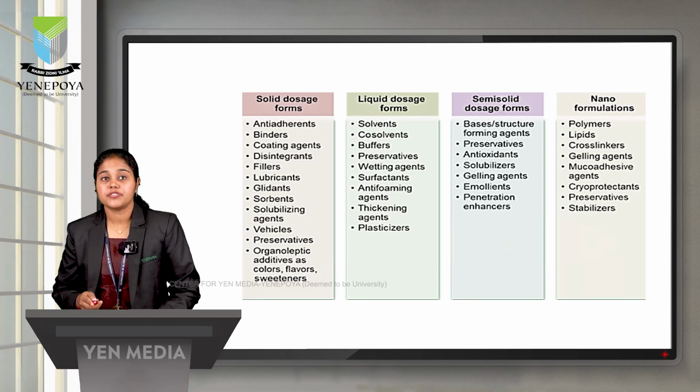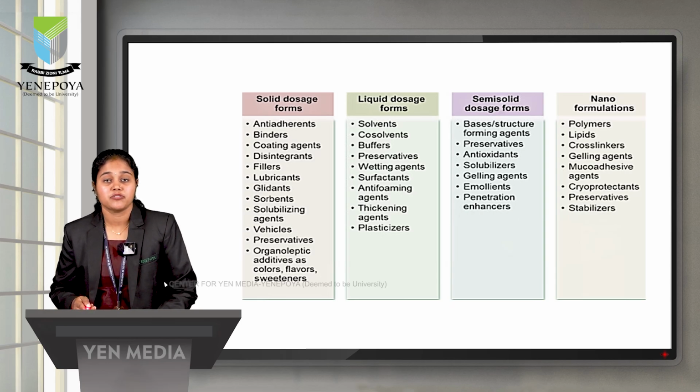Now, in liquid dosage form, other than the API, there will be solvents, co-solvents, buffers, preservatives, sweetening agents, surfactants, etc. In semi-solid dosage form also, bases will be there, preservatives, some solubilizing agents, and gelling agents will be there. Now, with nano formulations or novel drug delivery system, API will be there. Other than the API, what will be there?